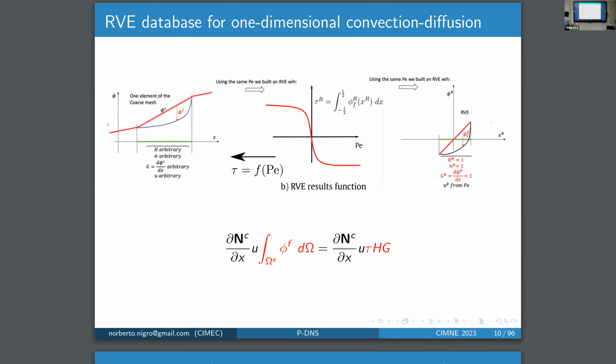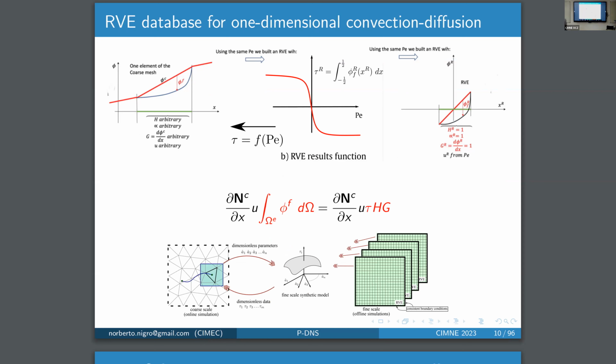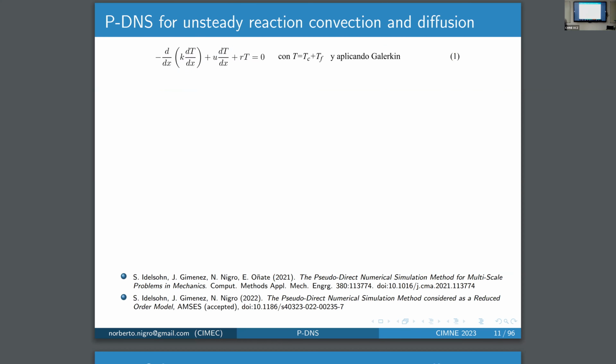But you have to convert, because this solution is dimensionless. You have to pass to the dimensional world, and so these are the conversion factors for this very simple problem. And this is a summary of the problem. You have different elements in the coarse mesh. For each element, you identify the Peclet number, and you solve the same problem for each coarse mesh cell in the RVE, and you use the database that is previously built with a sweep in the Peclet numbers.